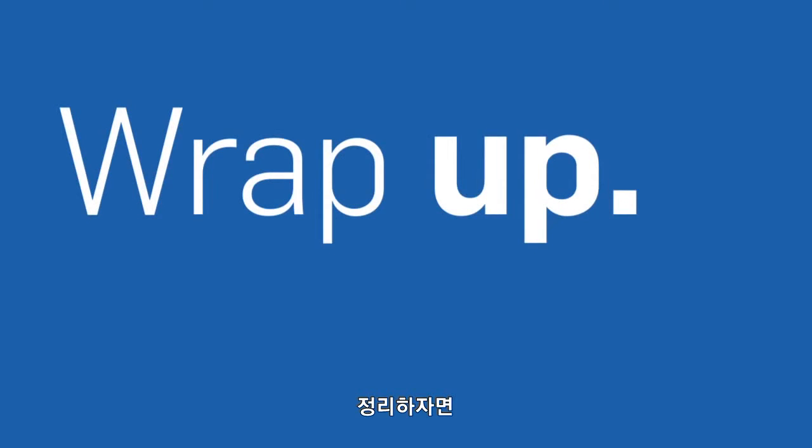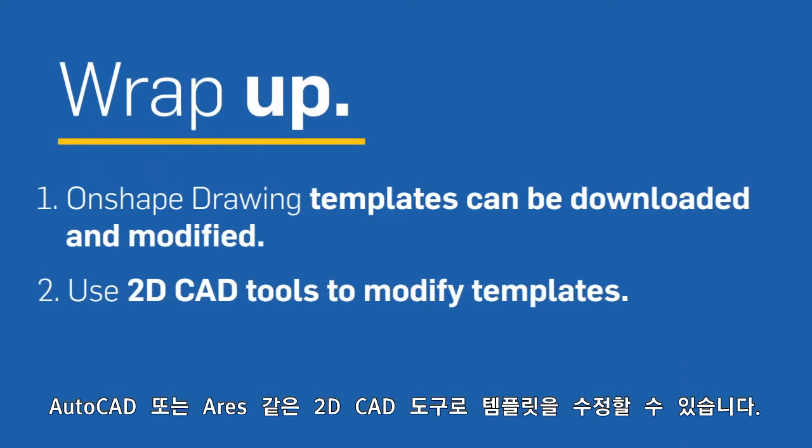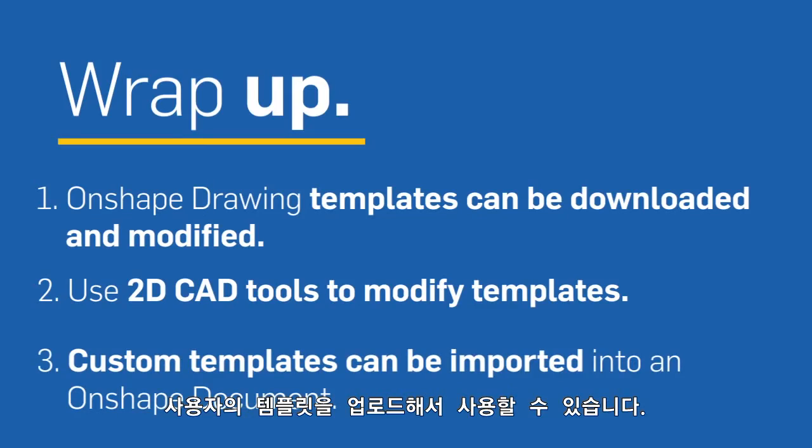So to wrap up, Onshape templates can be downloaded and modified. 2D CAD tools like AutoCAD or DraftSight can be used to modify your template. And you can upload your custom template to Onshape once you're finished.